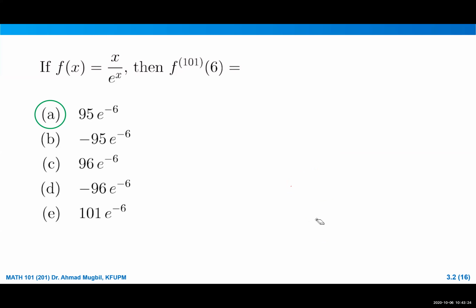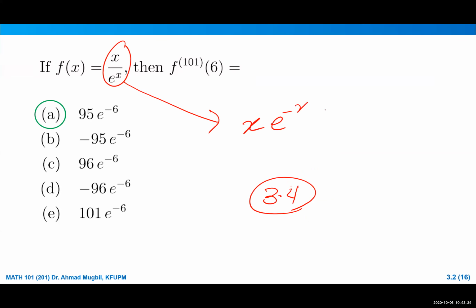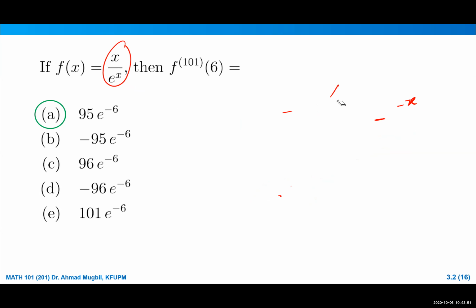Of course, guys, after section 3.4, when we study it, you can use the product rule here. You know that the product rule is easier than the quotient rule. So you can write this function as e to the power negative x times x. But if you take the derivative now, what will be the derivative? The first one multiplied by the derivative of the second. What will be the derivative of the second? It will be negative e to the power negative x. Why? We will see that in 3.4. So I prefer now to use the quotient rule that we have in this section.